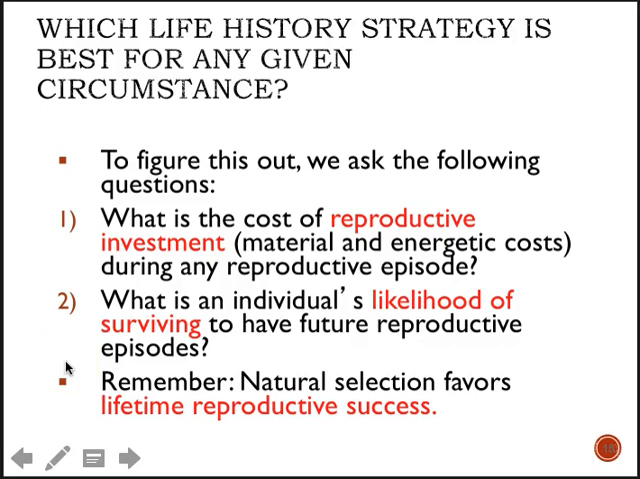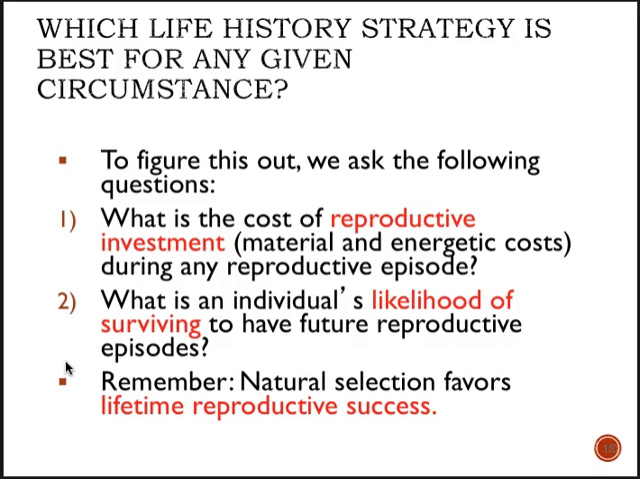Okay, so the next one is also extremely important. What is the individual in the population's likelihood of surviving to have future reproductive episodes? So if you're a house mouse, your likelihood of surviving to reproduce again is not very good. But if you are a redwood tree, your likelihood of surviving to reproduce is very, very good.